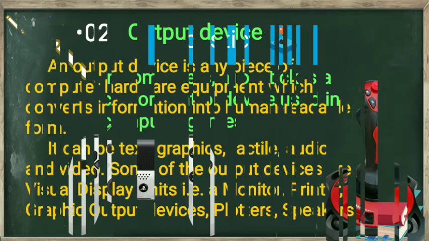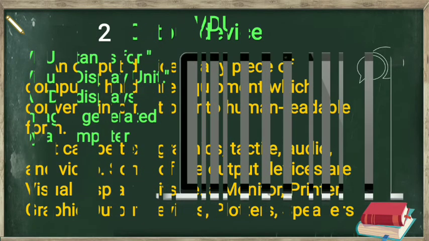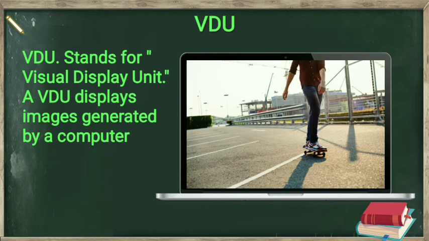Then output devices. What is output device? Output devices are used to see the output given by a computer. Output device is any piece of computer hardware equipment which converts information into human readable form. It can be text, graphics, video, and some of the output devices are monitor, printer, plotter, speakers, etc. Okay. Let's see some output devices.